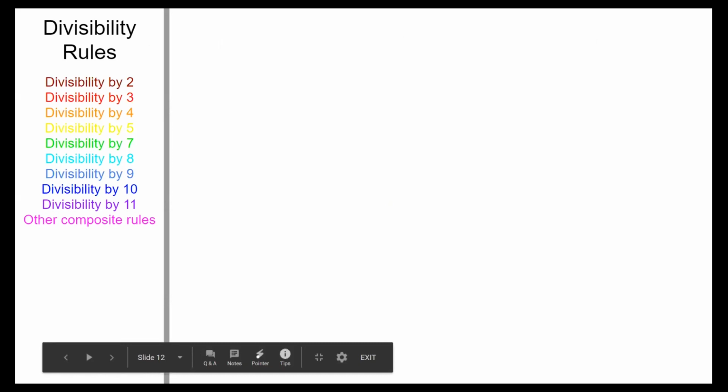Okay, so to check if something is divisible by 2, you have to check if the last digit is an even number. I'm pretty sure you all know that. To check if something is divisible by 3, the sum of its digits has to be a multiple of 3. To check if something's divisible by 4, the last 2 digits combined have to be a multiple of 4. To check if something is divisible by 5, the last digit has to be either 0 or 5.